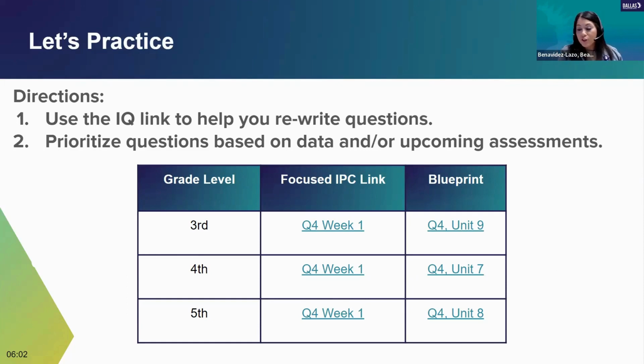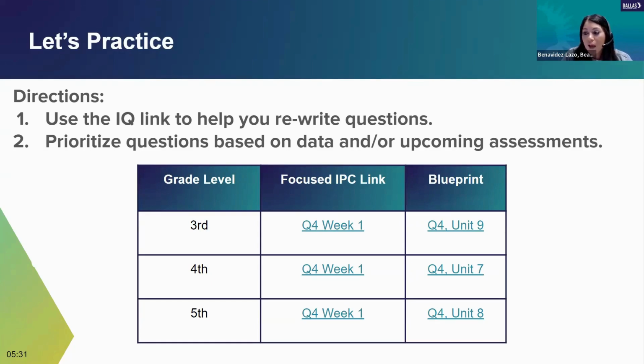So the directions are there. In your participant guide, you will have your Focus IPC link and your blueprint. I'm going to give you about 5 to 7 minutes to work, and then we'll share out. Again, you're just choosing to do one because it's a lot of things. You can either do number 1, finding questions to rewrite to make more STAR-like, because we know STAR is coming up and I want to give my students an opportunity to see what that would look like on STAR.